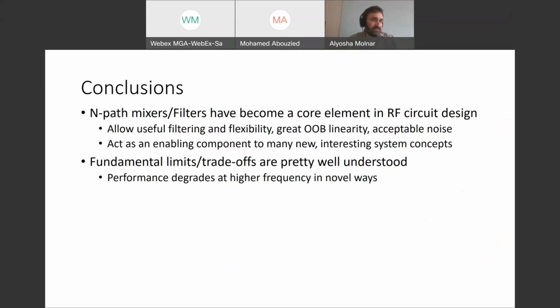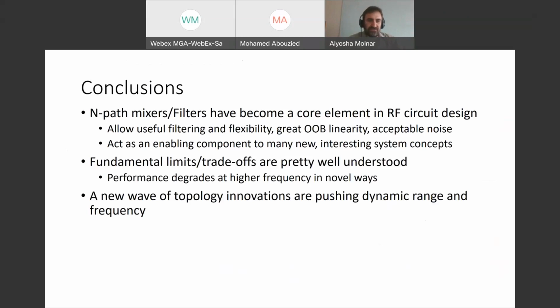At this point, the fundamental limits and trade-offs are fairly well understood. That's a lot of what I talked about. And we clearly see that performance degrades at higher frequencies, but in new ways than we're used to in classic small signal systems. So that harmonic loss aspect and the overlap loss really matter, and they involve all the harmonics as being important.